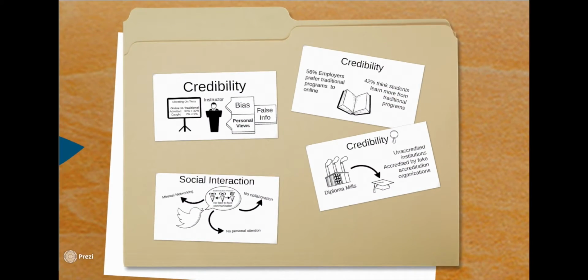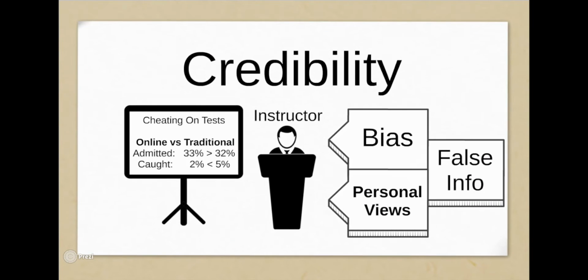The first area to discuss is students using online learning as an alternative to classroom learning. The major problems with this are the lack of credibility and social interaction. Cheating is a major issue for online courses. There are many different services that can be easily found online to help students cheat. A higher percentage of online students admit to cheating compared to traditional classes, but fewer get caught.